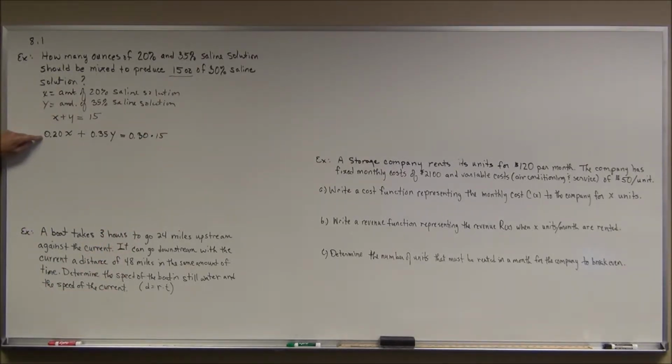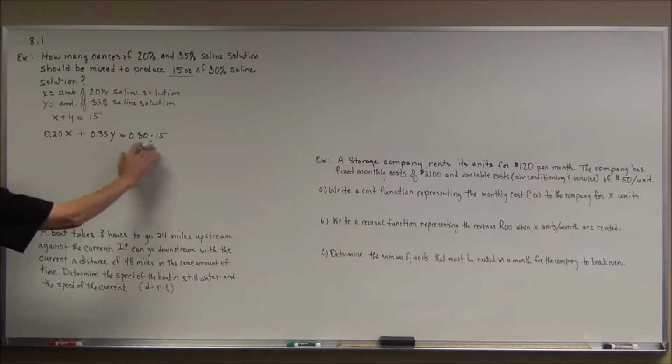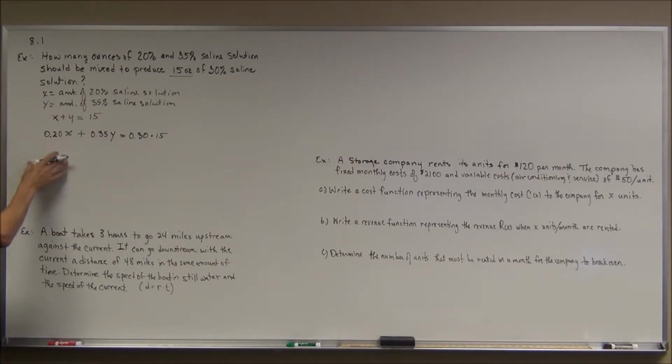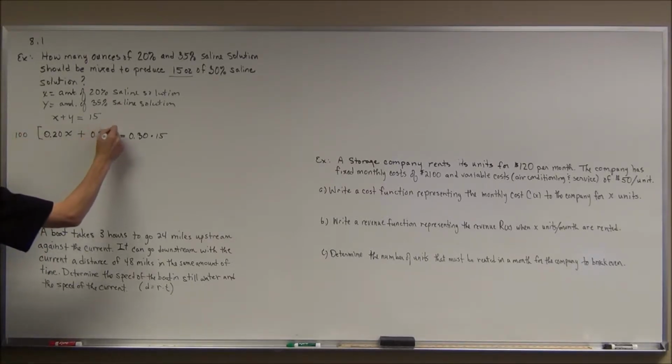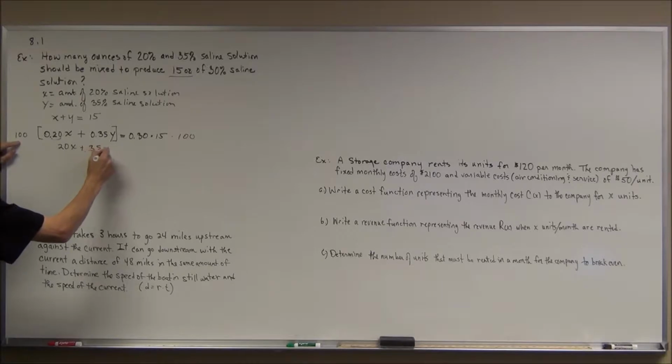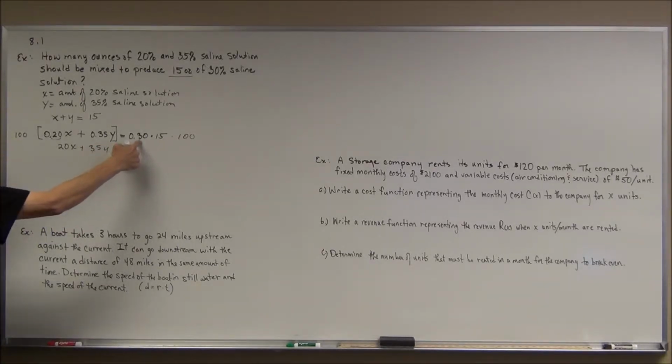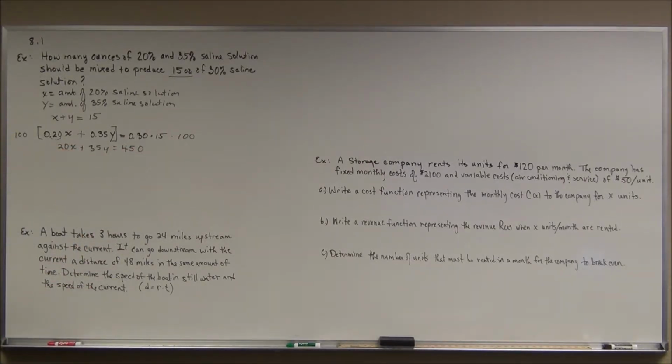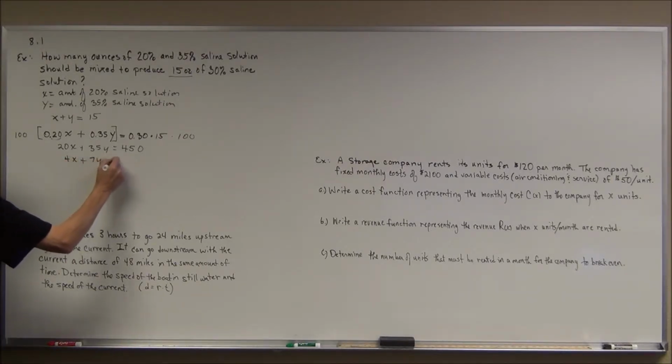Now, the top equation is pretty much ready to go. The bottom equation is in standard form, but except for the decimals, I'm not crazy about that. So I'm going to multiply through both sides by 100, because there are two decimal places, to get rid of those decimals. 0.20 times 100 is 20x, then 35y, and 100 times 0.30 is 30, times 15 is 450. If you want, you could divide through by 5 to make the numbers smaller. If I divide through by 5, I get 4x plus 7y equals 90.